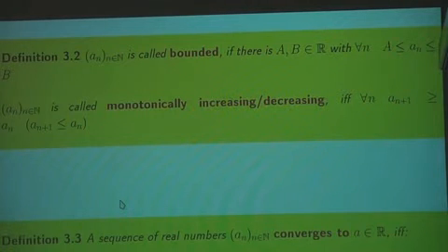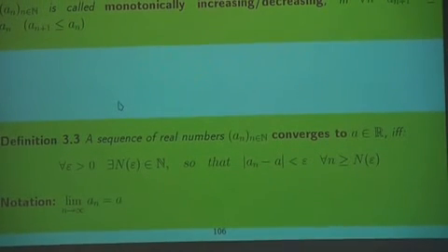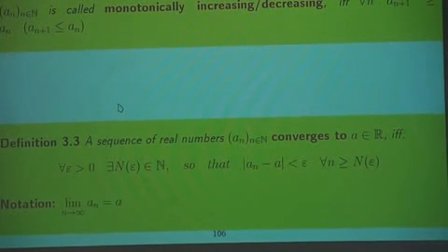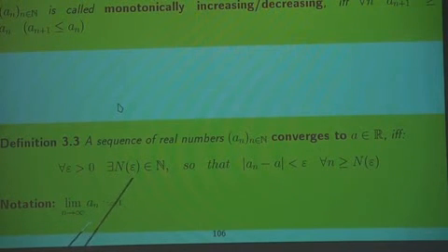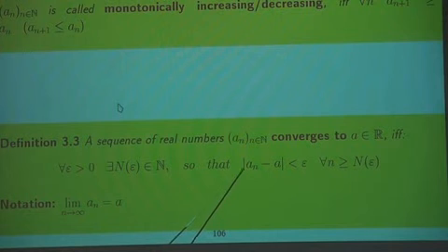Okay, and now there is a very important term, the convergence of a sequence. A sequence of real numbers converges to some limit a if and only if this formula holds. That means for all epsilon greater than 0, there exists a capital N, which depends on epsilon, such that the absolute value of a_n minus a is less than epsilon for all n greater than or equal to capital N of epsilon.